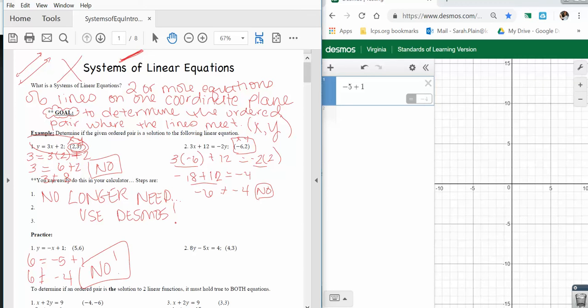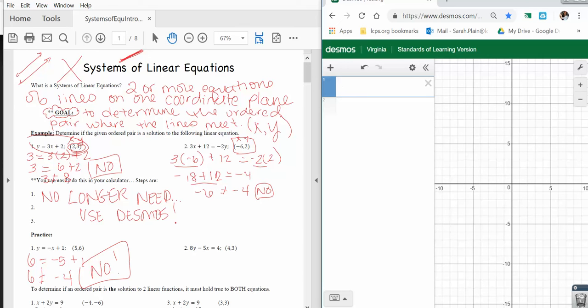I want you to try number 2, either method. Those two methods can either be plugging them in, like we did in those three examples, or doing it on Desmos. Pause this video, do number 2. When you finish, unpause this video, and I'll go over it.